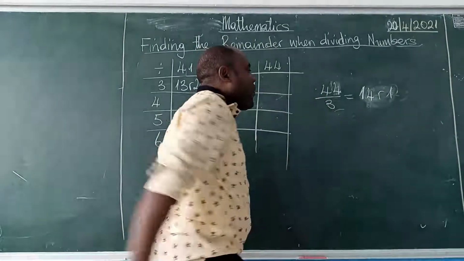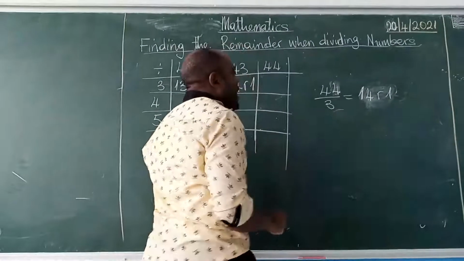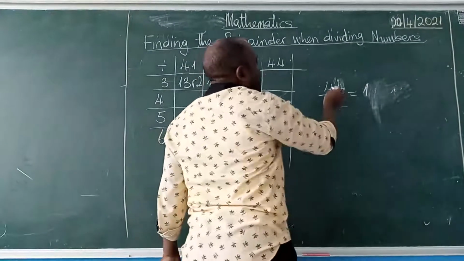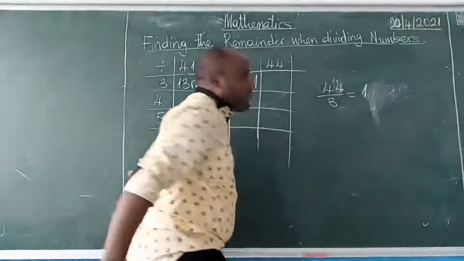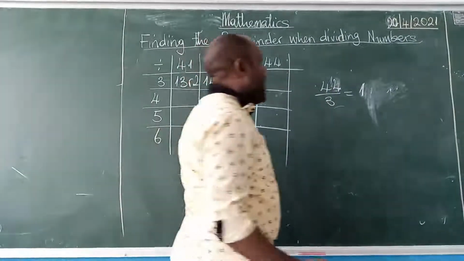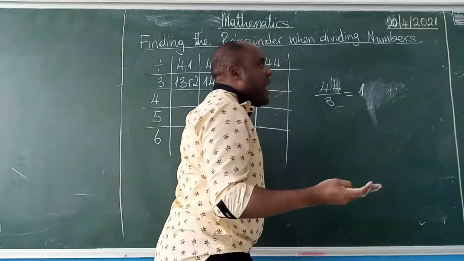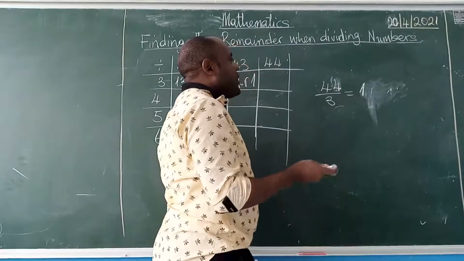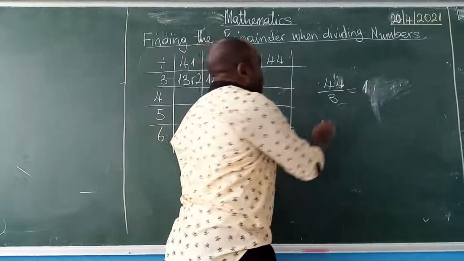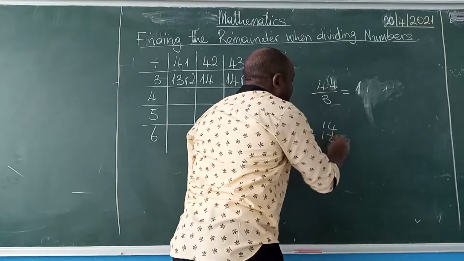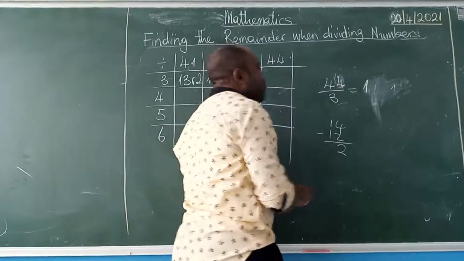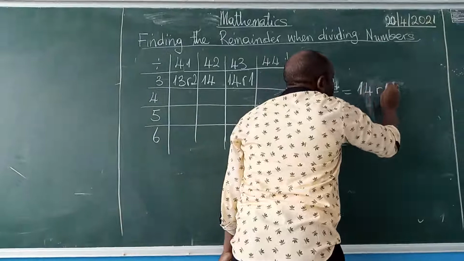3 can go into 4 one time. I put the 1 there. And then 1 is remaining. I attach the 1 in front of 4. 3 can now go 4 times, and 4 times 3 gives me 12. It means 14 take away 12 is 2. So it is remaining 2. We have now 14 remainder 2.